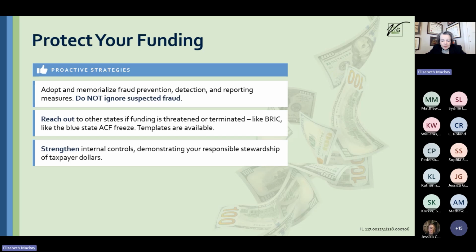And if your program is in serious jeopardy, not because of noncompliance on your part, remember the BRIC case. Reach out to other states. If your program is at risk, their program probably is too, and there's strength in numbers. And there are also templates out there from prior litigation. And just as a general proposition, strengthen your internal controls. Right? You want to just demonstrate that you are a responsible steward of taxpayer dollars. That's the bottom line.